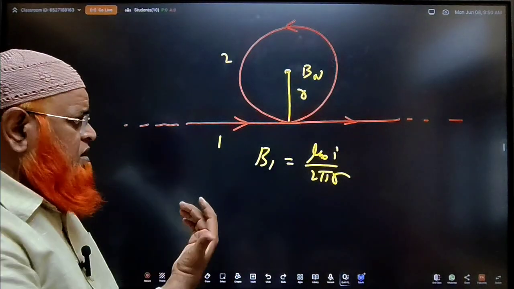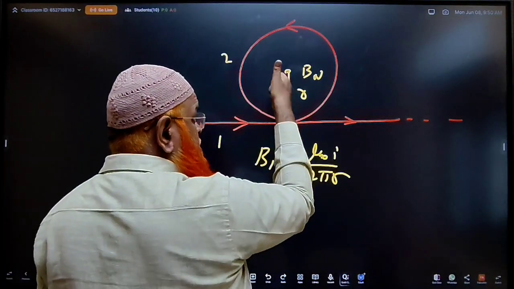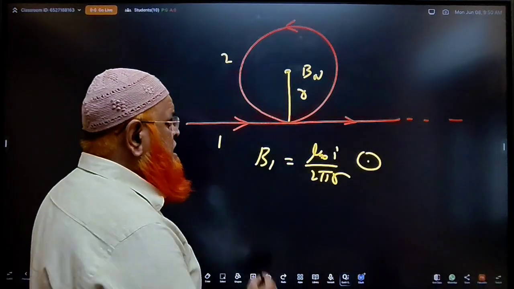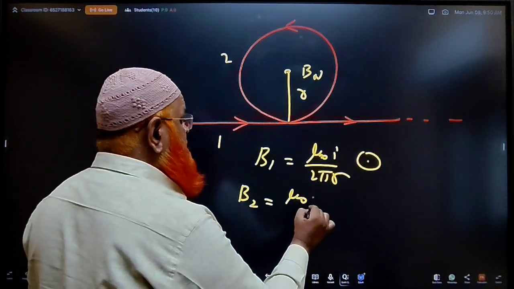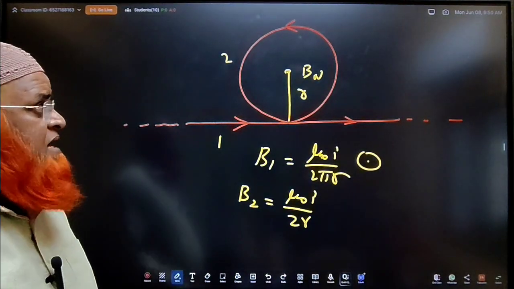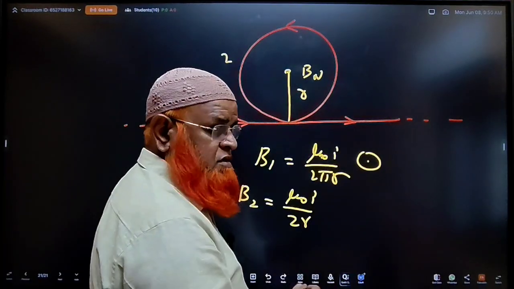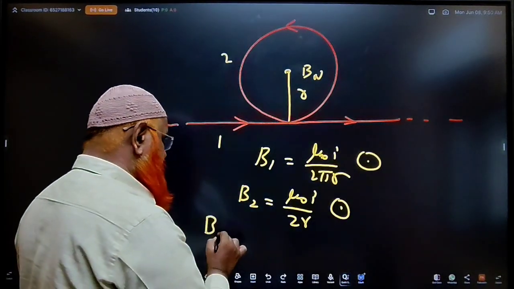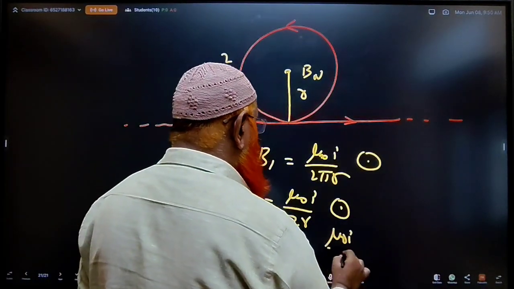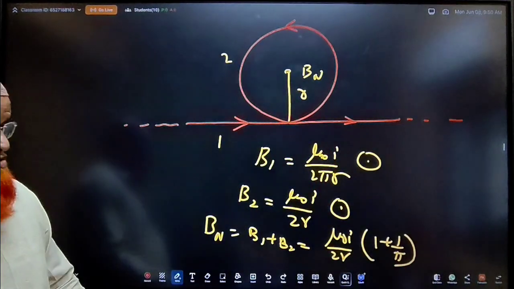By Ampere's thumb rule, in this direction thumb, four fingers are coming out. In the middle at this position, the four fingers are coming out. Out means dot. So what is B2? B2 is mu naught I by 2r, complete circle. And that is also out, also dot. So now both are out, which means for B net you just add them. What are the common things? Mu naught I by 2r times (1 plus 1 by pi). Understood? Out.